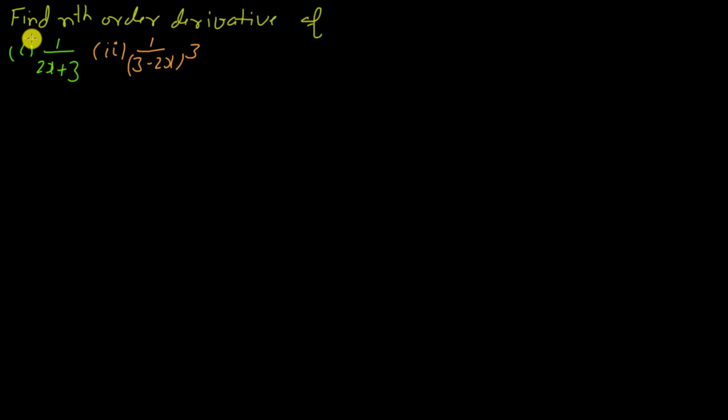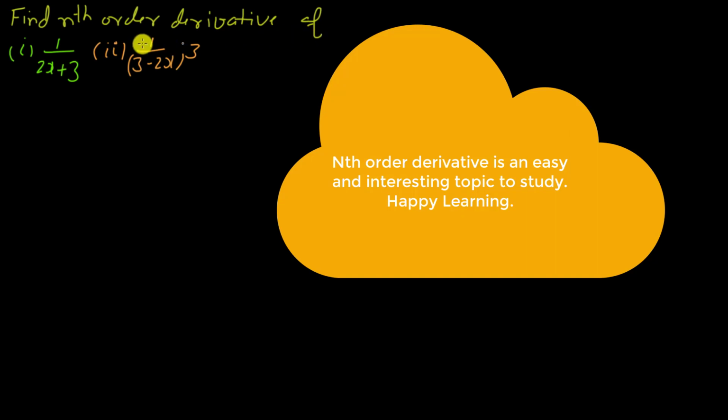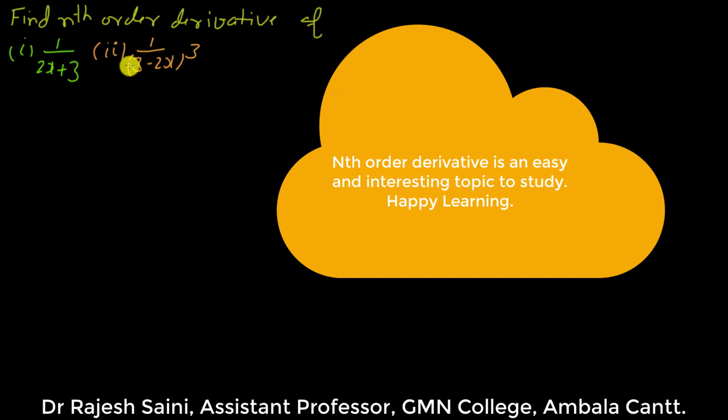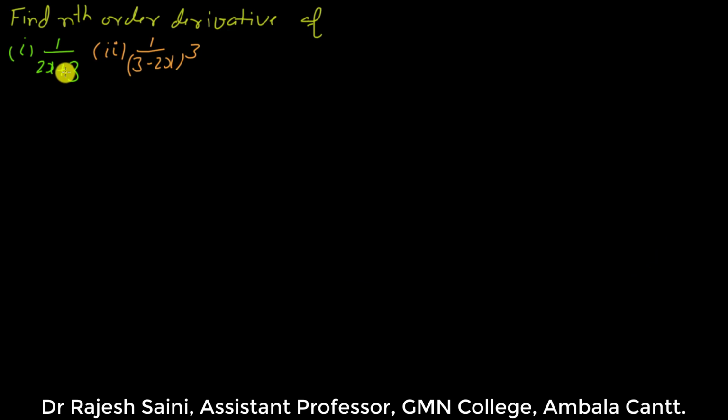And as I have told you in the last video lecture, in the next video lecture I will take up the problem based upon the nth order derivatives of the elementary functions. So these are the two problems written in which we have to find the nth order derivative of 1 by (2x plus 3) and 1 by (3 minus 2x) raised to the power 3. I already told you that you don't need to remember any of the formulae. You will just write 2 or 3 derivatives and try to generalize, in the examination also, like I will be doing it over here. Let us take the first one.